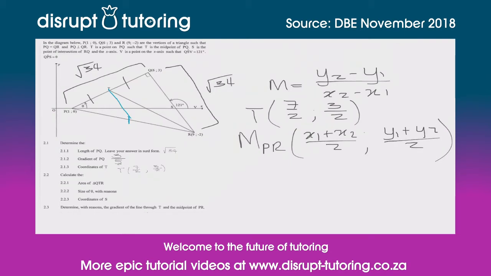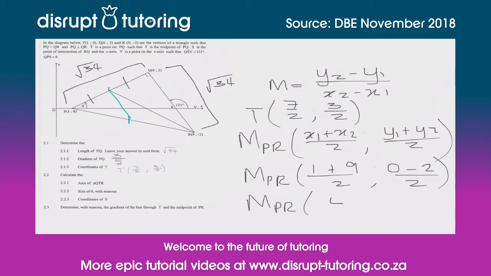Okay, so which points are we using? We're using P and R. So I'm going to use P first. So my midpoint of PR. And here I'm going to say x1 is going to be, so P is going to be 1 and 0. And then for R, it's going to be plus 9 and minus 2. Good stuff. That's over 2. And therefore, my midpoint of PR is going to be, so 1 plus 9 is 10 over 2 is 5. And then minus 2 over 2 is going to give me minus 1.